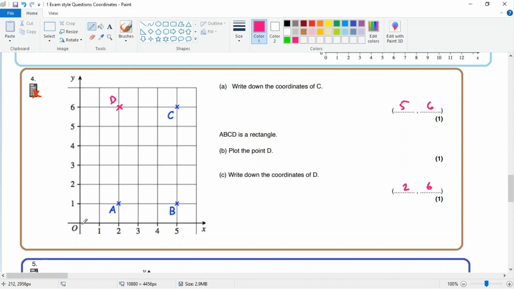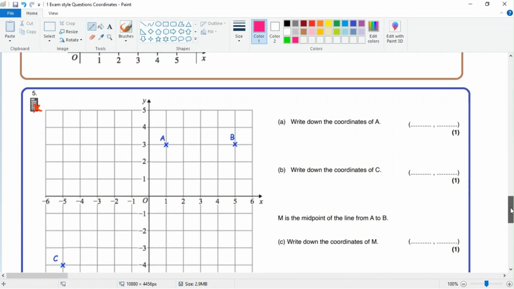If you count from here, it is 1 and 2, and then it's going to 6. So this is a rectangle we are talking about. Moving on to the next question.